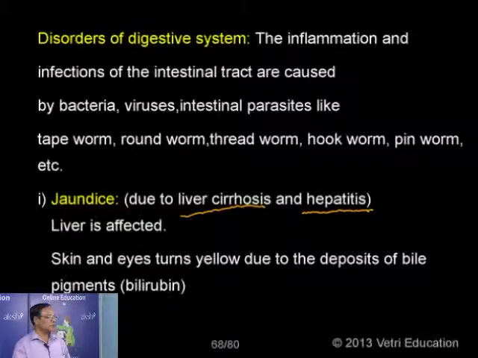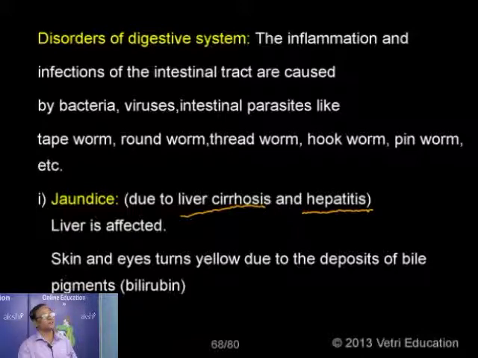So what would happen? The liver is unable to produce, or produces pigments in an abnormal way. In the bile, you know that one, we have the pigments, biliverdin and bilirubin, the two pigments responsible for the coloration of the bile. So when the bilirubin breakdown is abnormal, it is being liberated more and more, so that it gets settled down in the body cells and also in the eye region, giving a yellow hue or yellow color to the body. And that is one of the symptoms of jaundice.